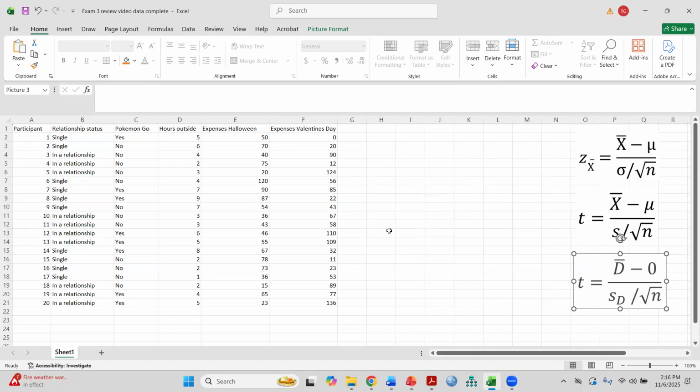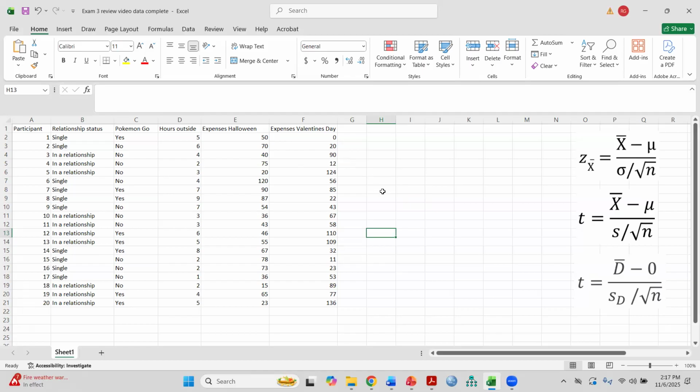So let's just go through a couple of examples of that, right? If I think that, let's say, people on average spend more money on Halloween compared to spending money on Valentine's Day, what kind of test is that? Well, we're testing two different variables or two different measurements on all of the same participants. So that would be a dependent samples t-test or a paired samples t-test, right?